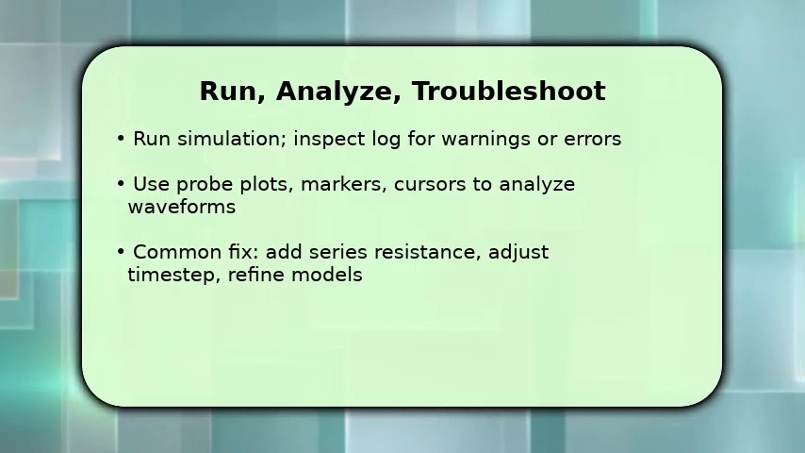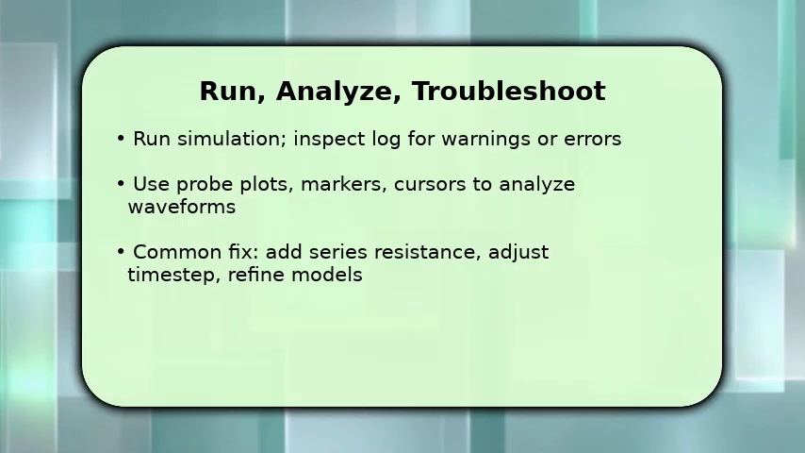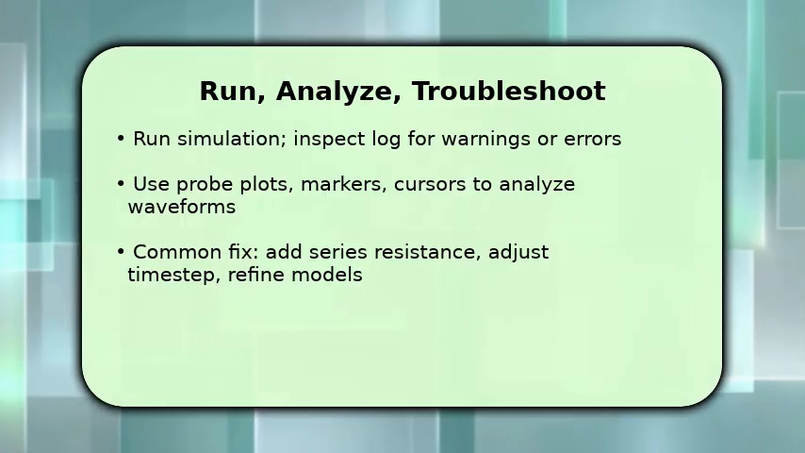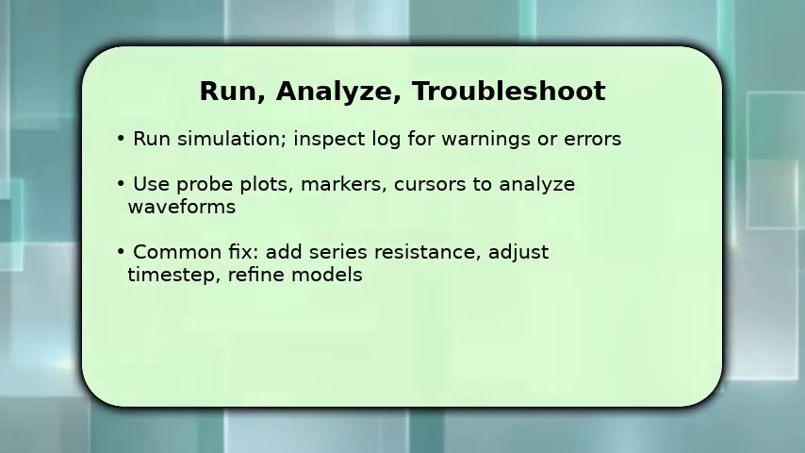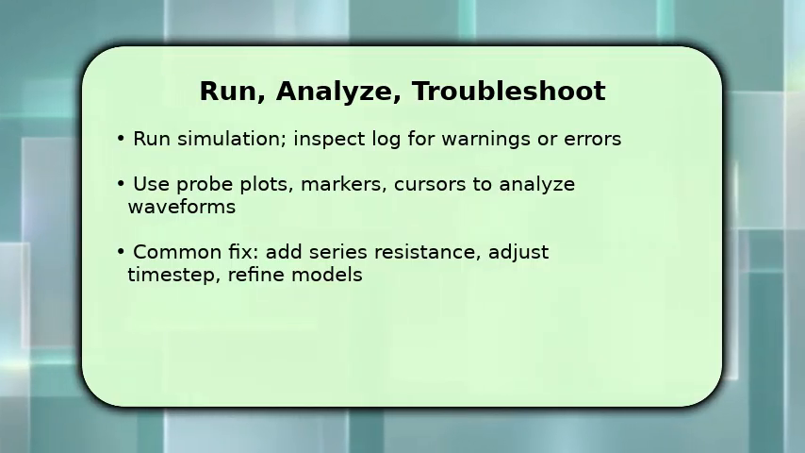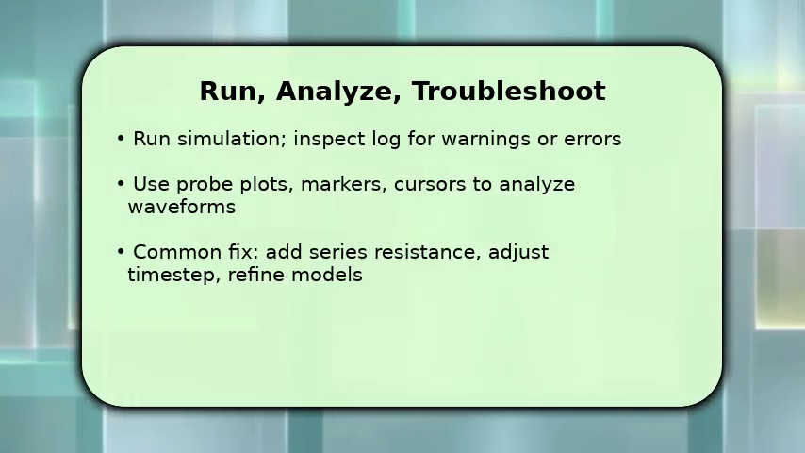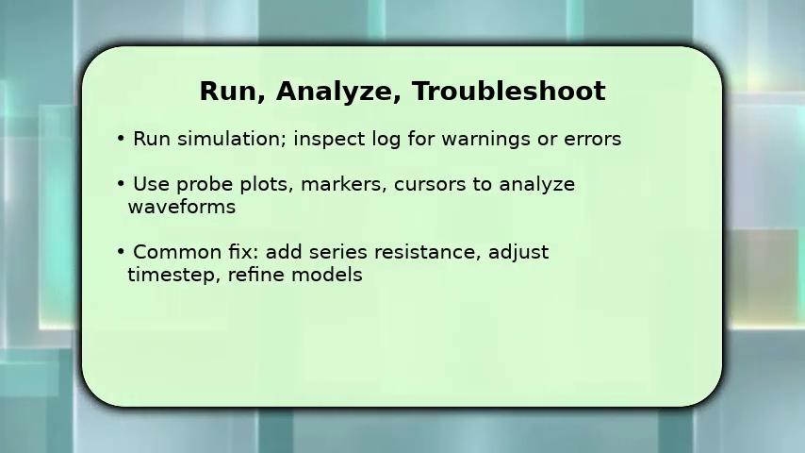If the solver fails, check the log, add small series resistance to ideal sources, refine time step, or enable stricter convergence limits. Make sure grounds are present and part models are valid. Once stable, document results and iterate designs by changing component values and rerunning simulations.